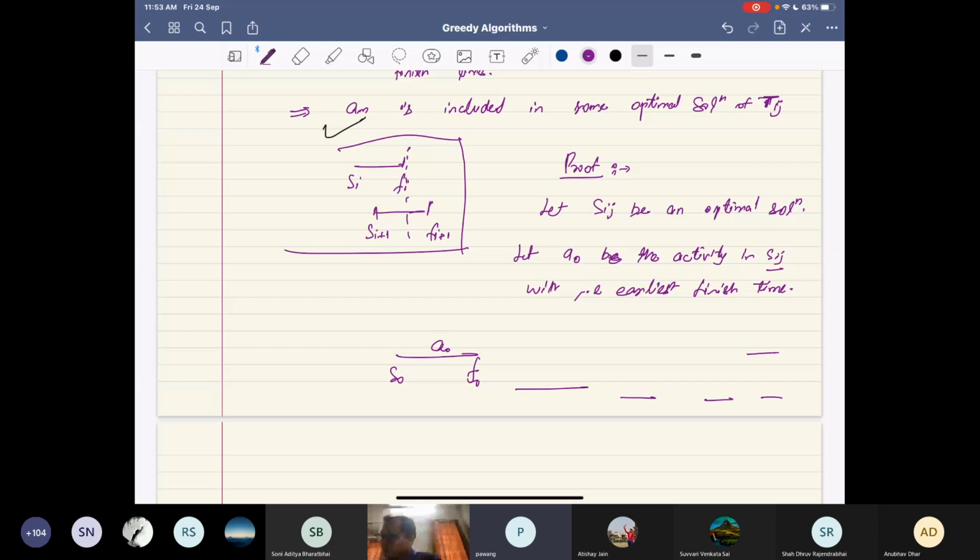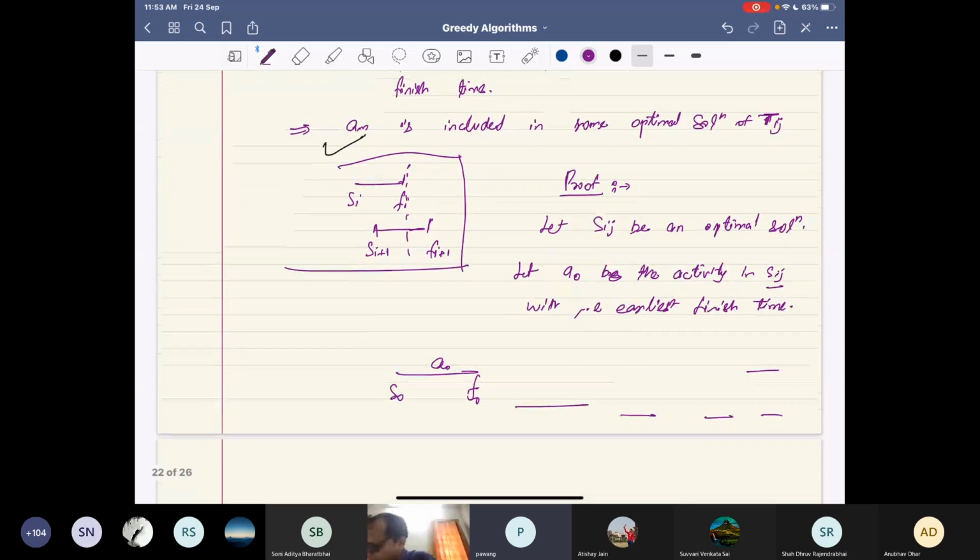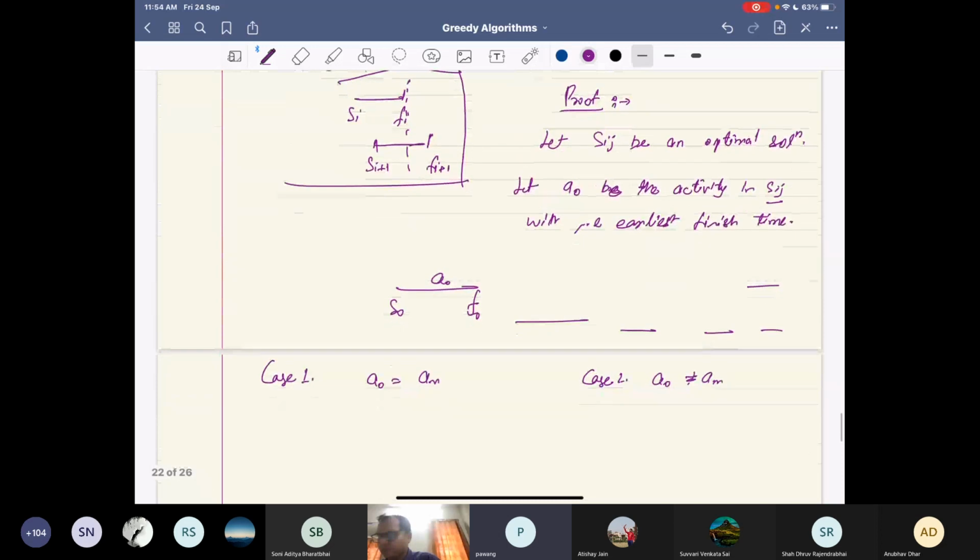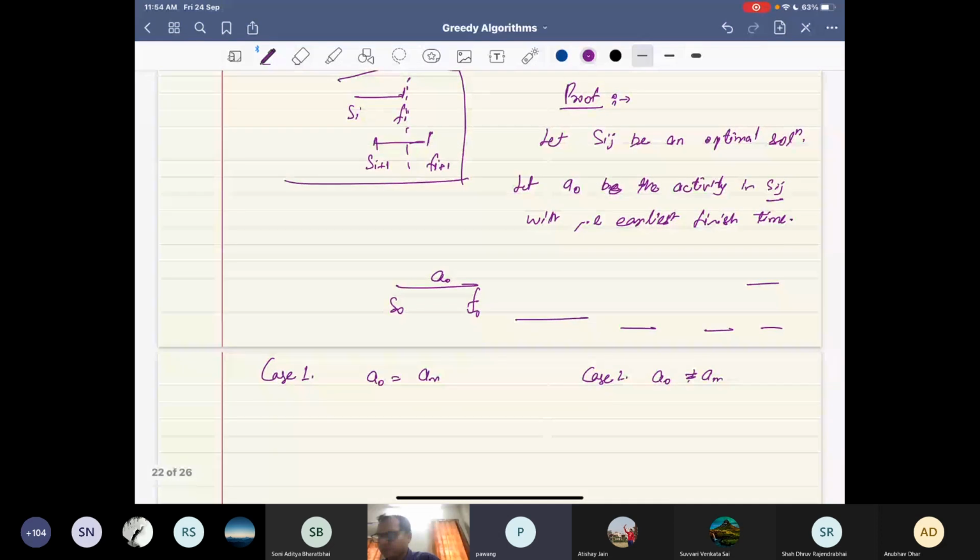Now there are two possibilities. Case 1, AO is the same as AM. Case 2, AO is not the same as AM. Nothing else can happen, right? Exhaustive possibilities. If the first case happens, AO is AM. Sir, you have said that no activity can start before F0. Yeah, this is my problem.